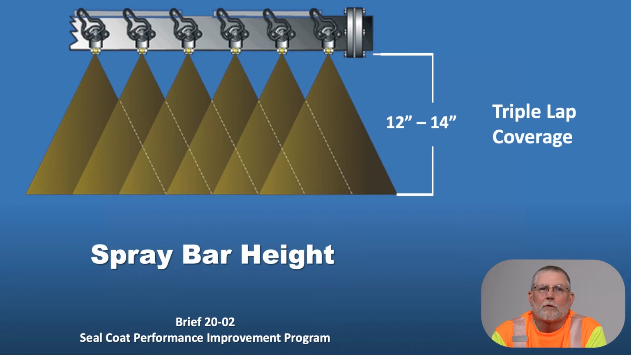As mentioned before, spray bar height. We've checked several different distributors, different models, and the height to get a triple lap coverage is between 12 and 14 inches. So you need to check, you need to visually inspect this, and you need to measure. Make sure you're measuring from the tip of the nozzle to the ground, not the bottom of the bar.